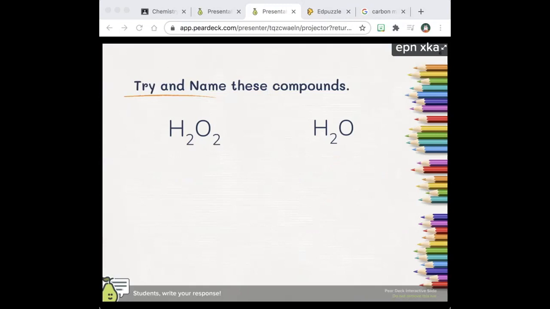Also, no common names. Yes, the second one is water, but we're using fancy chemistry names up in here. Okay, I just want you to pretend you're naming them exactly the same way you would have named them as we've learned previously.